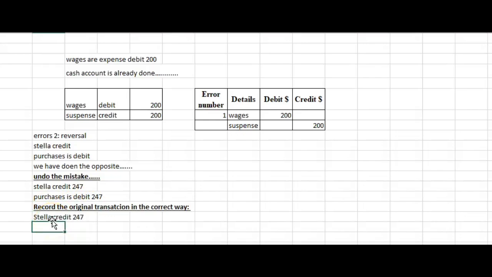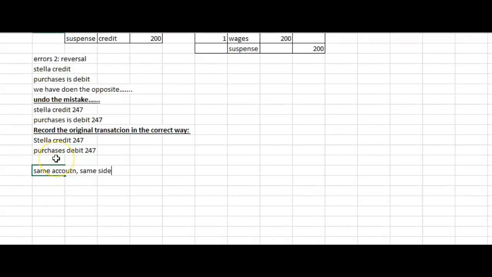After posting all the entries required to correct this error, we can see that Stella's account appears twice on the credit side for $247, and the purchases account also appears twice on the debit side for $247. Instead of recording these entries separately, we can combine them, since the same amount appears on the same side of the same accounts. Therefore, the final correcting entry is credit Stella $494 and debit purchases $494. Once again, on the right-hand side of the screen, I am showing you how this entry should be presented in the exam answer.